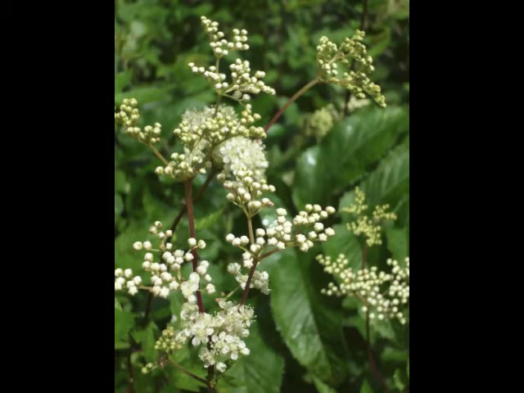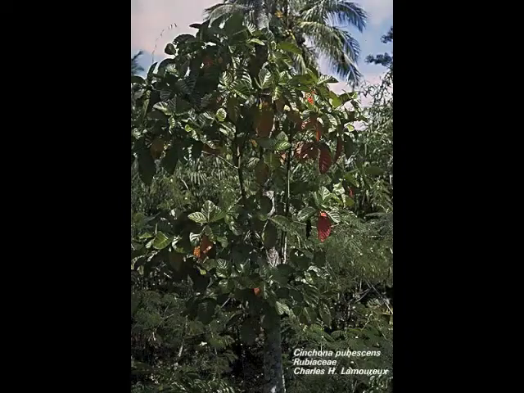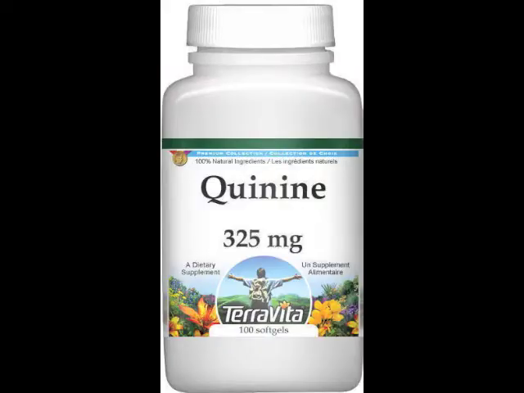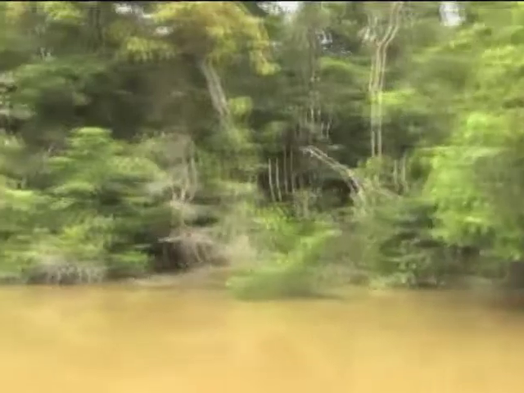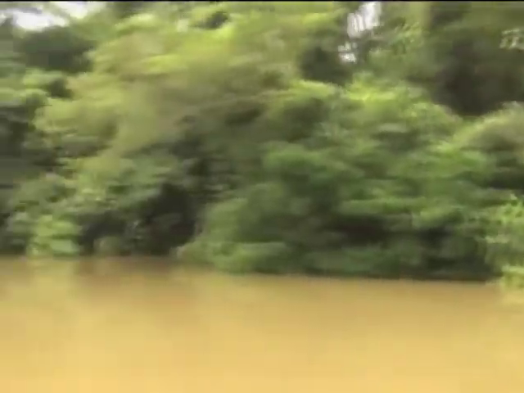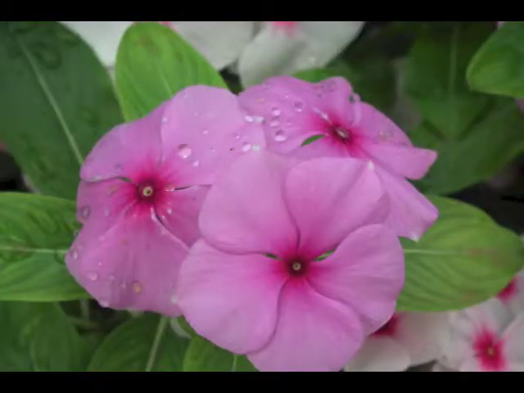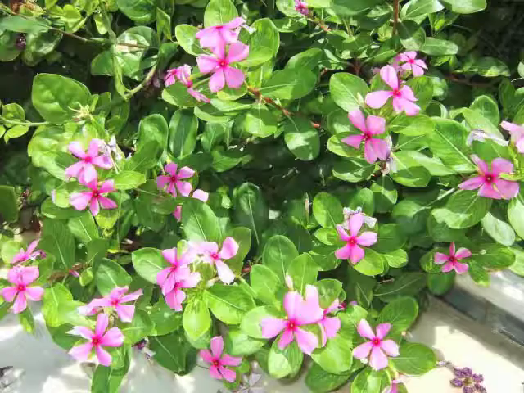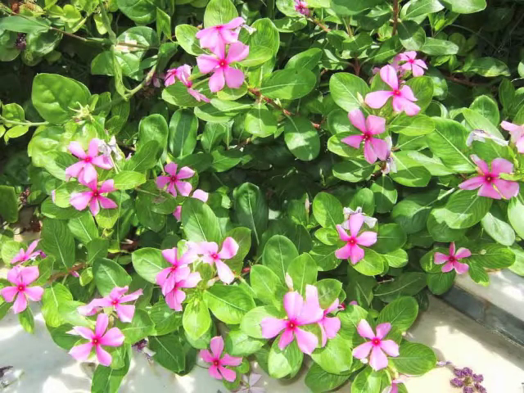Curare, an anesthetic and muscle relaxer used during surgery, comes from a tropical vine, and the cinchona tree supplies quinine, which is a treatment for malaria. More than 1,400 varieties of plants found in the rainforest are potential cures for cancer, such as the rosy periwinkle that gives a person with leukemia a 99% chance of going into remission.